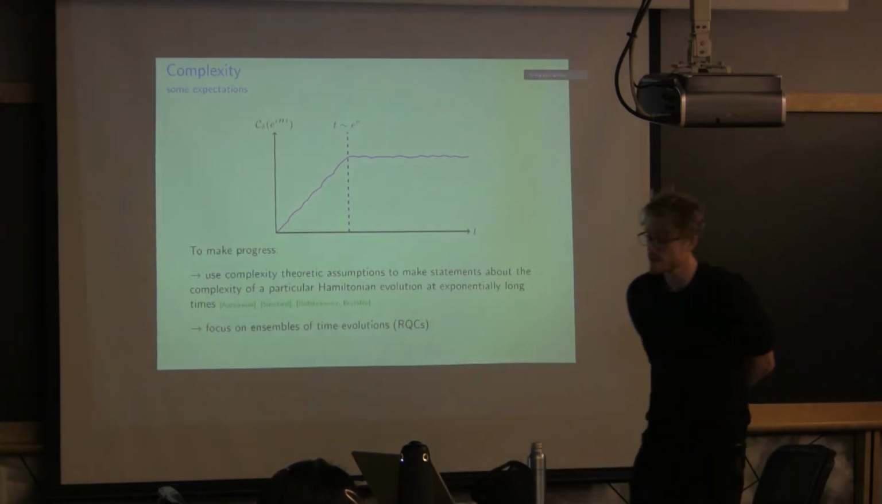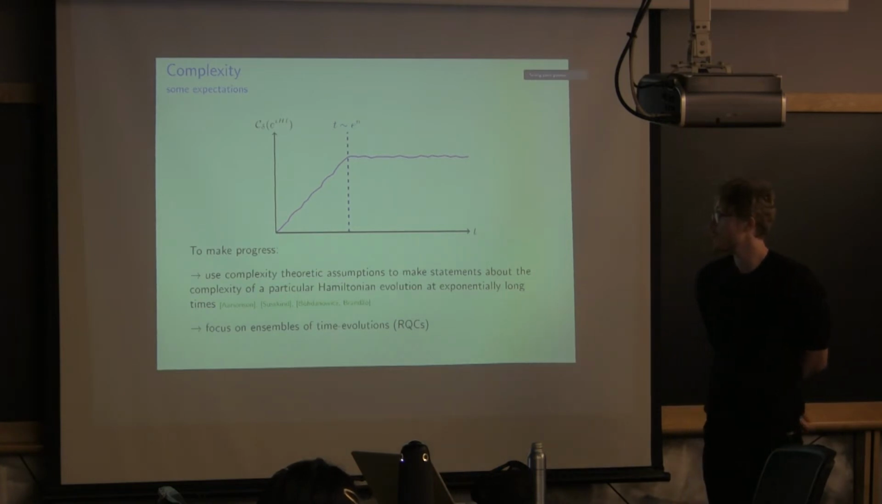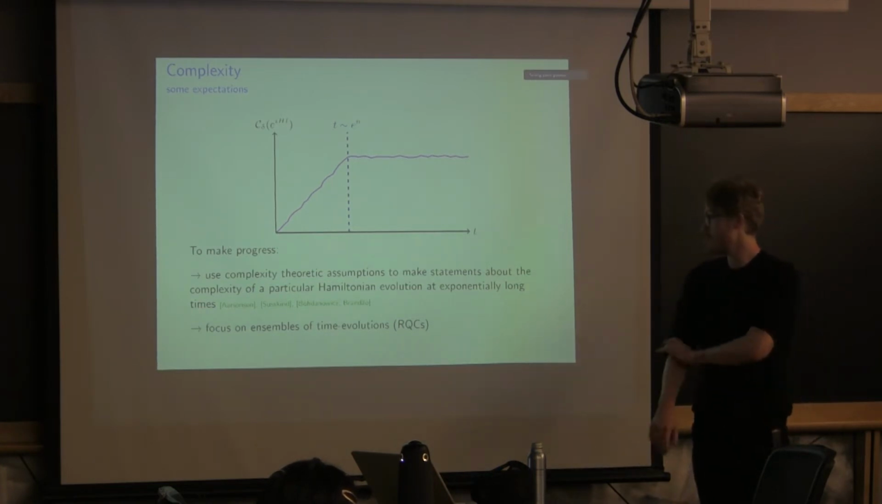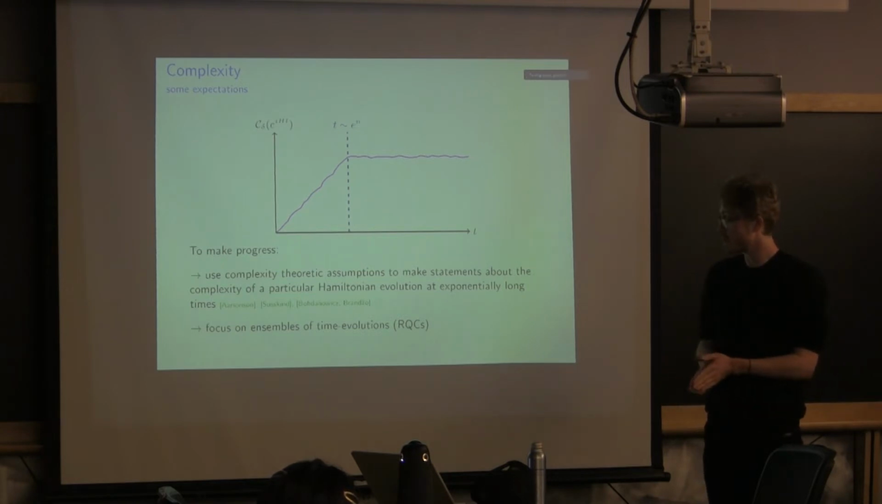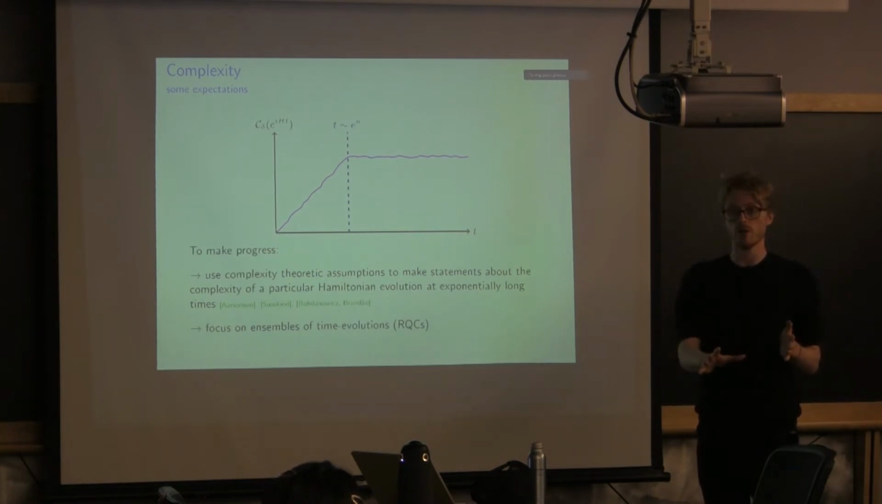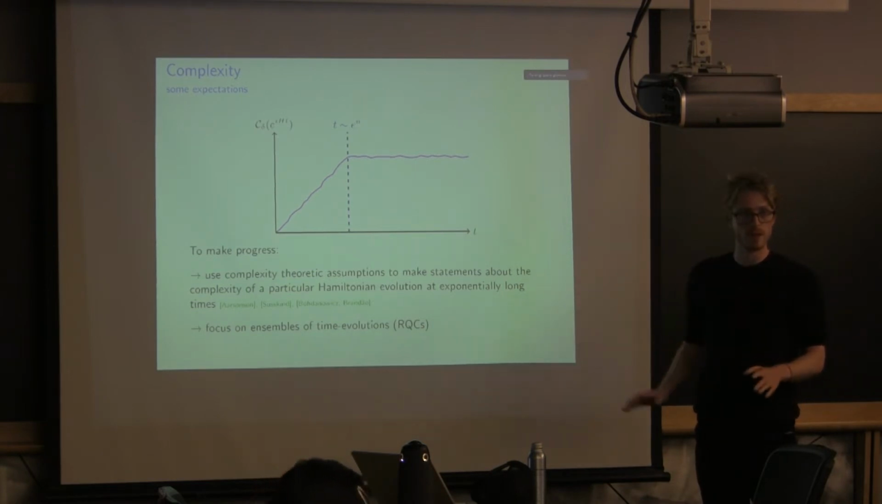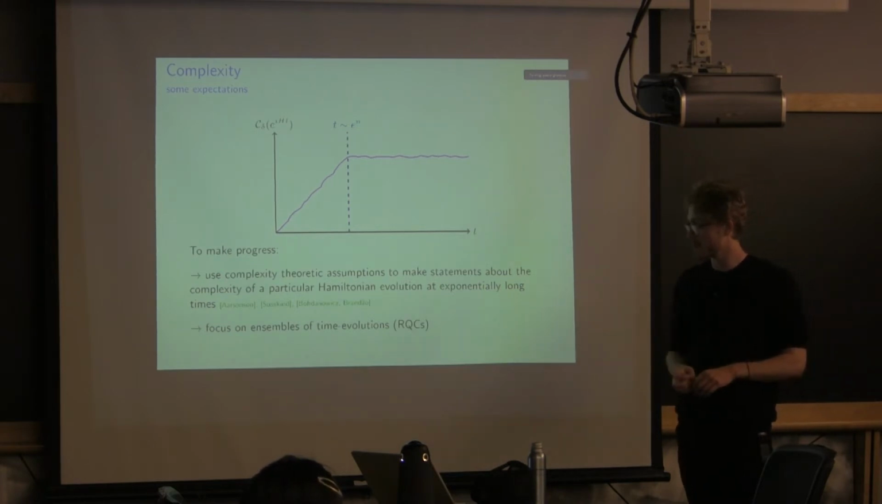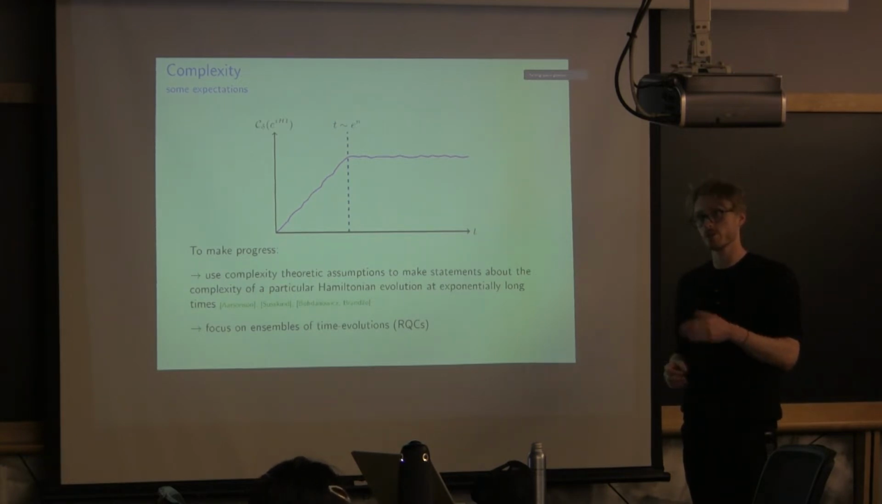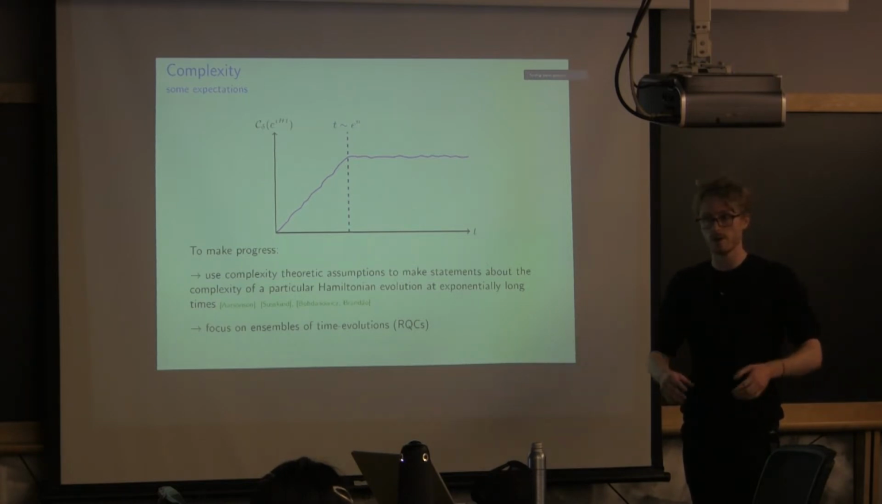And in order to make progress, there are a few things we can do. We can use complexity theoretic assumptions to make statements about the complexity of particular Hamiltonian evolutions. So the idea is you construct some artificial Hamiltonian, encode some problem you know is hard, based on some complexity theoretic reasons, like PSPACE not equal to BQP or something. And that allows you to prove lower bounds. This is the approach taken by Aaronson and Susskind as well as Bouland, Fefferman and Vazirani, that at exponential times, the complexity needs to be super polynomial. You just took a hard problem and encoded it in your Hamiltonian. So this is one approach you can take.